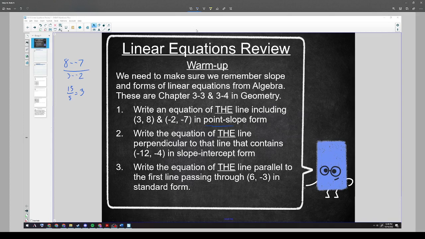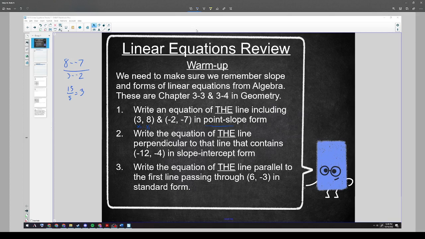You could also have done -7 minus 8 over -2 minus 3. The order doesn't matter. I can call this x1, y1, or this x1, y1. Any 2 points form the same line. So all that happens is I'd have -15 over -5. I still get 3 for the slope. So now that I have a slope and I have some points, I could write an equation.